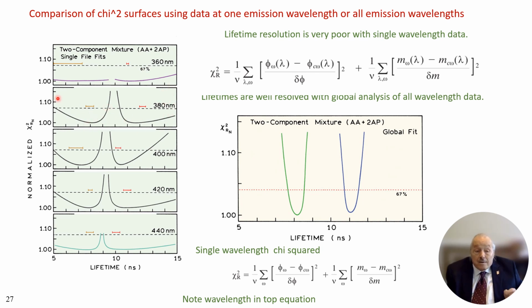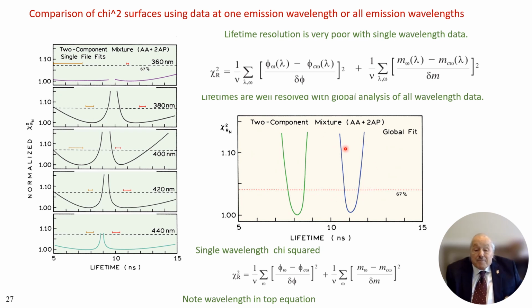Each single file in the chi-squared surface gives you pretty much the same answer, but they're not quite the same answer. You can see the lifetime shifting around a little bit. So for this closely spaced lifetime mixture, the two lifetimes were quite uncertain, but when we combine all of the measurements, we find that we have a very well-resolved two-component mixture with two well-resolved lifetimes and amplitudes.